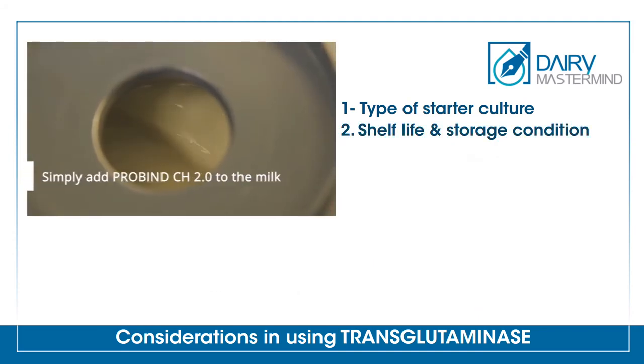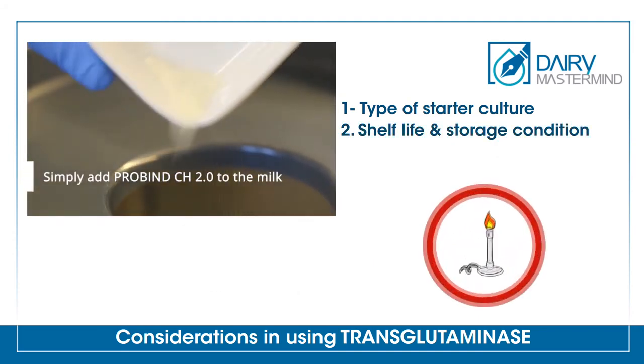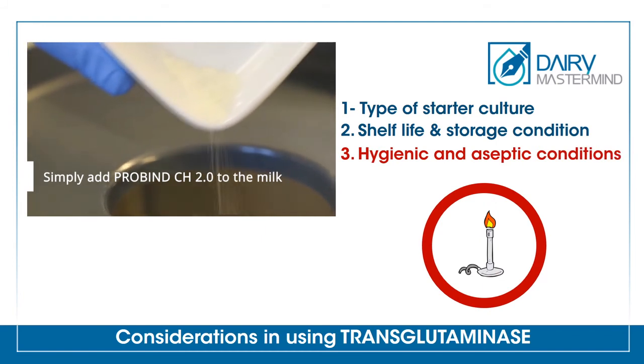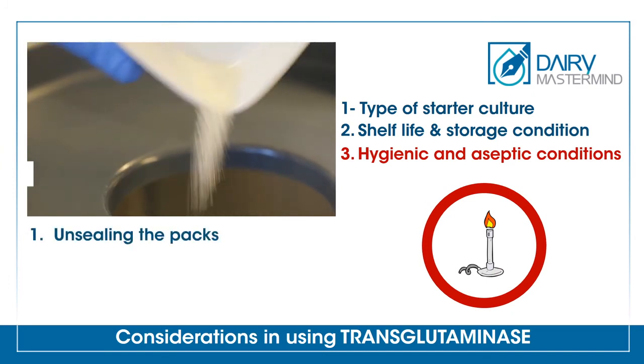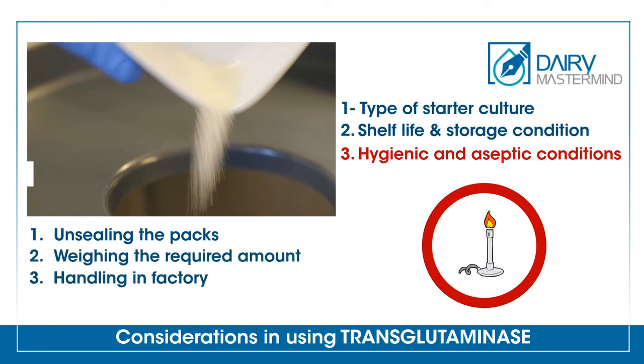To prevent cross-contamination, hygienic and aseptic conditions must be considered in the 4 steps below when using TG enzyme. Number 1. Unsealing the packs. Number 2. Weighing the required amount. Number 3. Handling in the factory. Number 4. Adding TG enzyme in the production line.